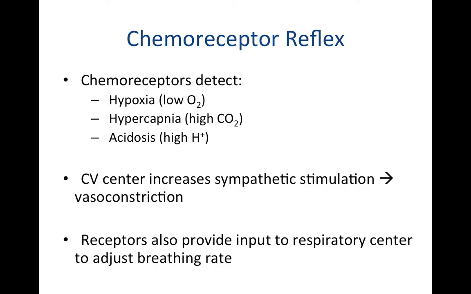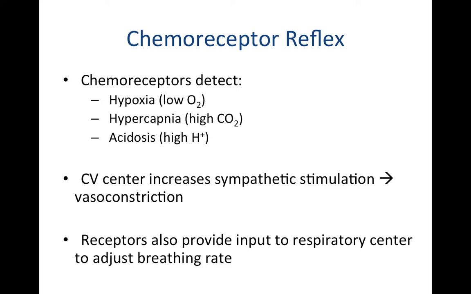If you have these factors, low oxygen, high CO2, low pH, this will stimulate sympathetic output. And that causes vasoconstriction. Vasoconstriction increases your blood pressure. And the reason why this is important is because vasoconstriction will increase how much circulating blood volume you have moving throughout your body. Most of your blood, while you're at rest, is sitting in your veins. It's called a blood reservoir.